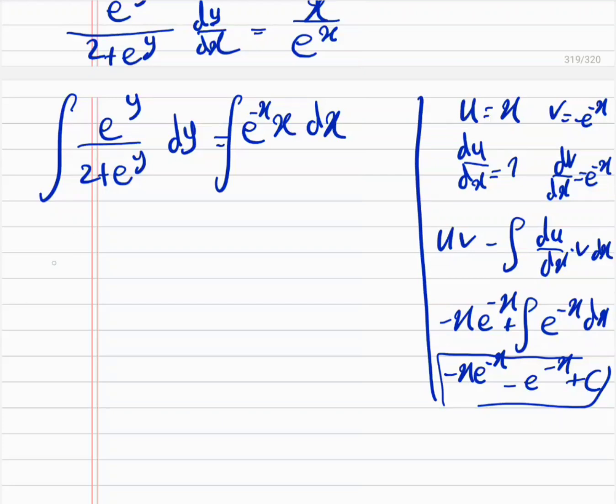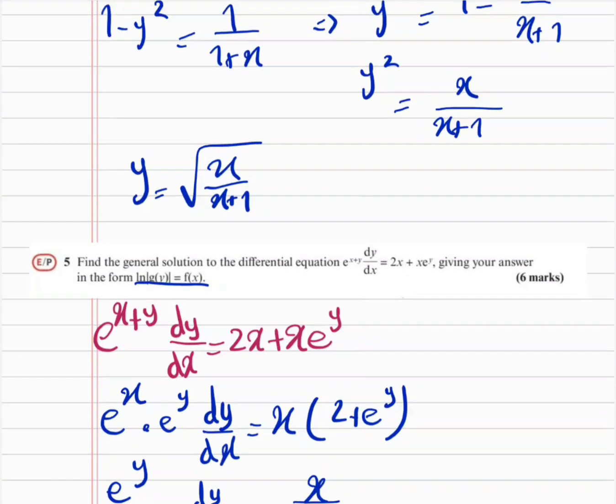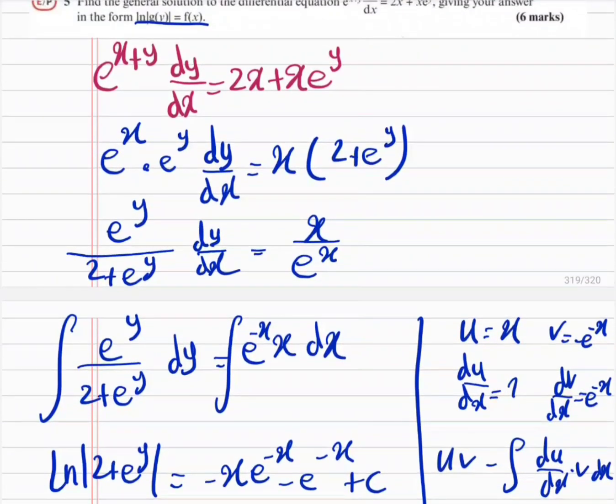So the left hand side, as we said, is just ln modulus 2 plus e to the y, and the right hand side is minus x e to the minus x and minus e to the minus x plus c. And this is exactly the form that we wanted to get at the end, because f of x on the right hand side means everything in terms of x, and then ln g of y, which is here, so ln of a function of y.